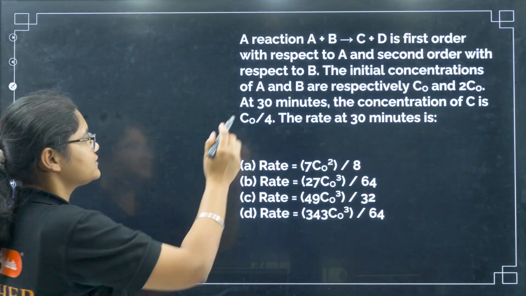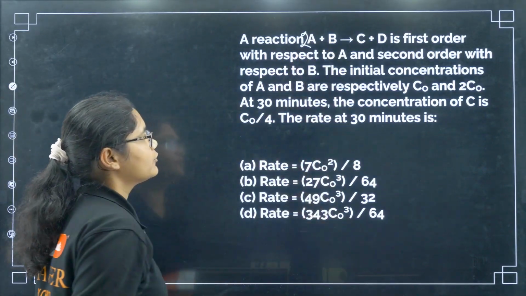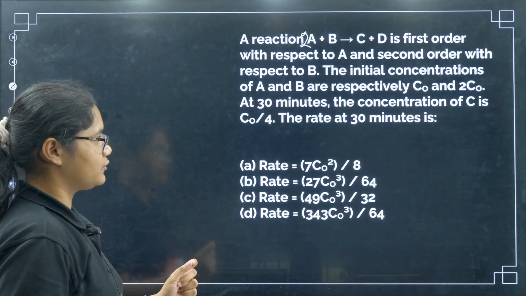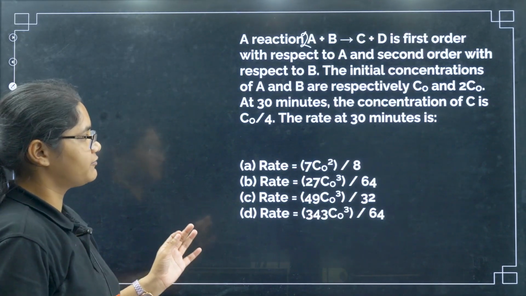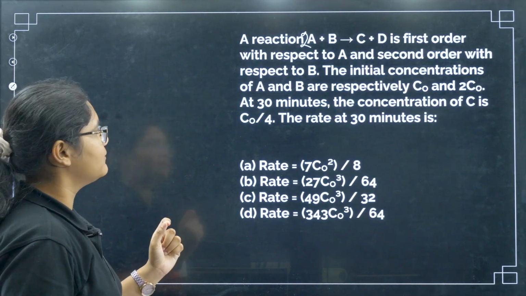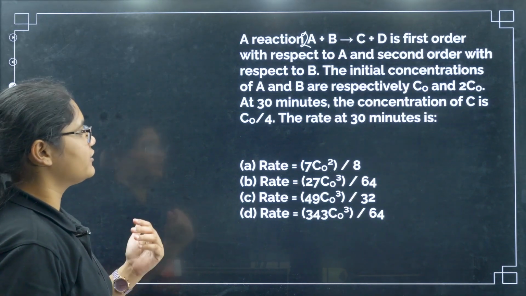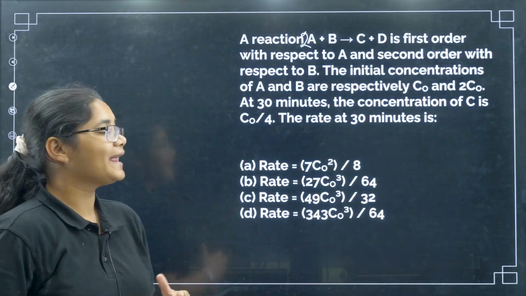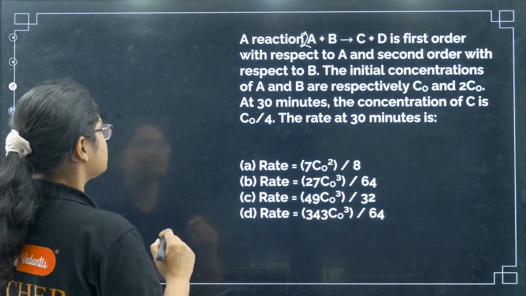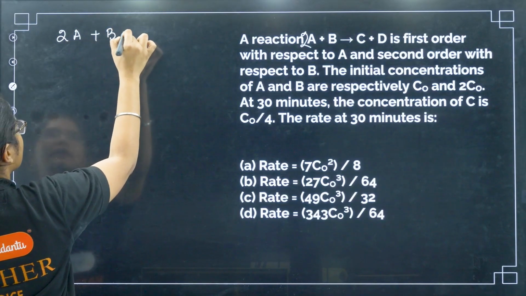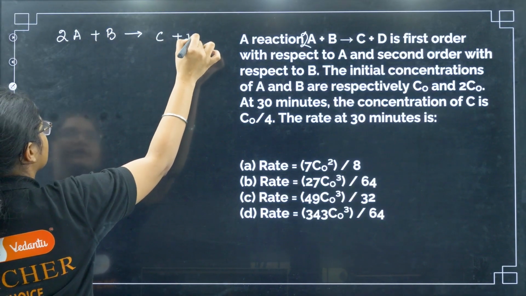A reaction, so this question is like this, 2A plus B is first order with respect to A and second order with respect to B. The initial concentrations of A and B are respectively C0 and 2C0. At 30 minutes, the concentration of C is changed to C0 by 4. The rate at 30 minutes is? So first of all, let us write down the reaction. Suppose it is 2A plus B gives me C plus D, right?